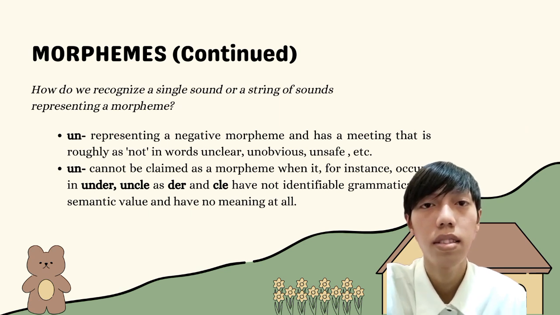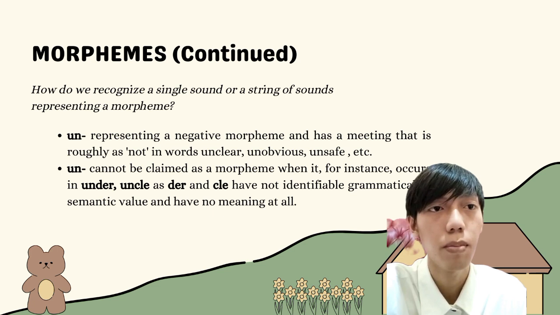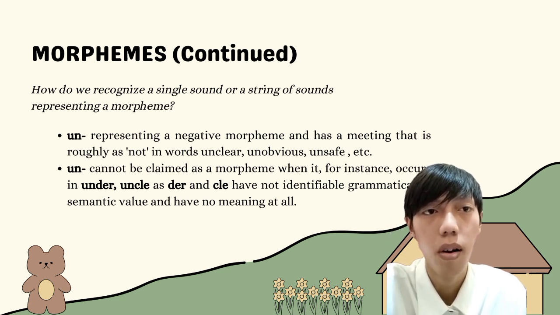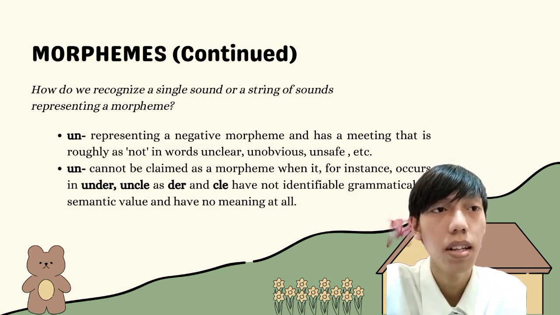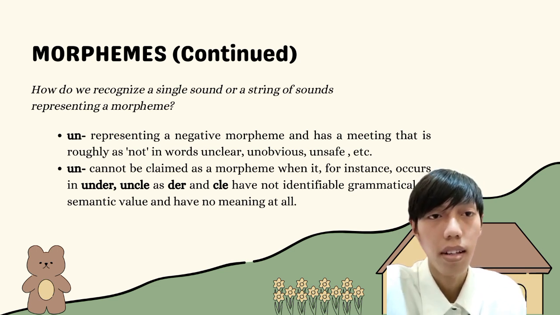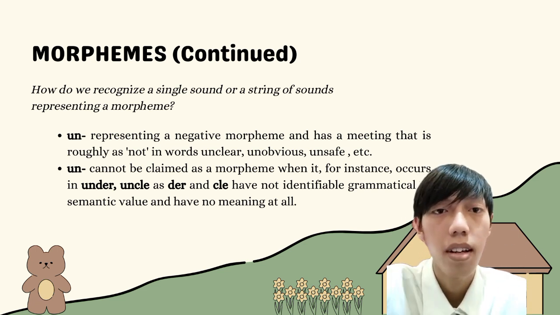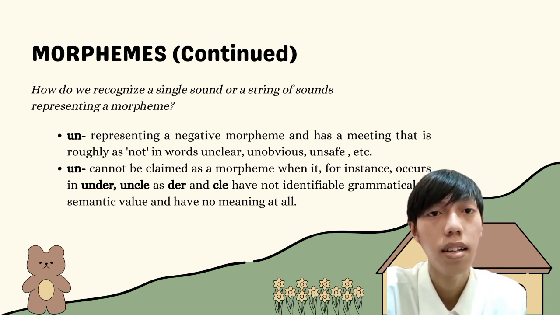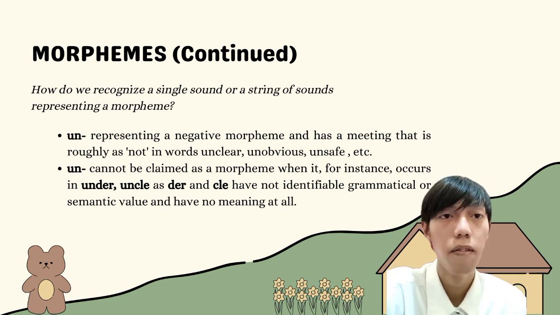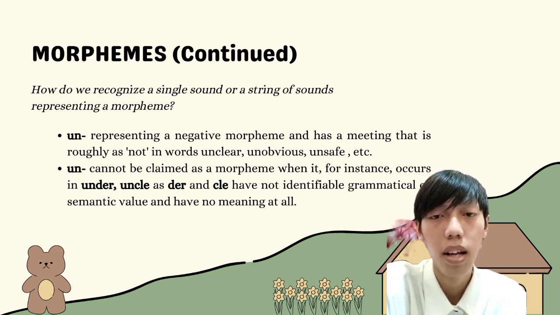So, how do we recognize a single sound or a string of sounds representing a morpheme? The answer is that whether a single sound or string of sounds is regarded as a manifestation of a morpheme depends on the word in which it appears. Un represents a negative morpheme with a meaning roughly of not in words like unclear, unobvious, and unsafe, etc. Un cannot be claimed as a morpheme when it occurs in under and uncle, as there and cul have no identifiable grammatical or semantic value and have no meaning at all.